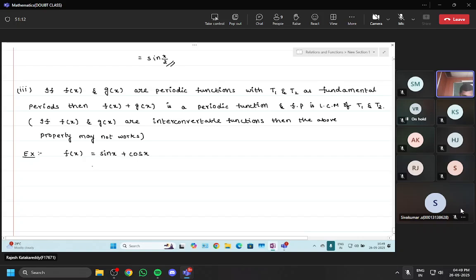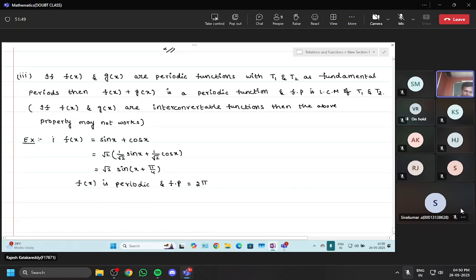Now, if you want to show that, you can also multiply and divide by root 2, and this is 1 by root 2 sin x plus 1 by root 2 cos x. And then this bracket we can write as root 2 into sin of x plus pi by 4. Now using property number 1, I can say that f of x is periodic and the fundamental period is 2 pi only. There is no doubt here, it is working. Now where is it failing? Now let us take an example.